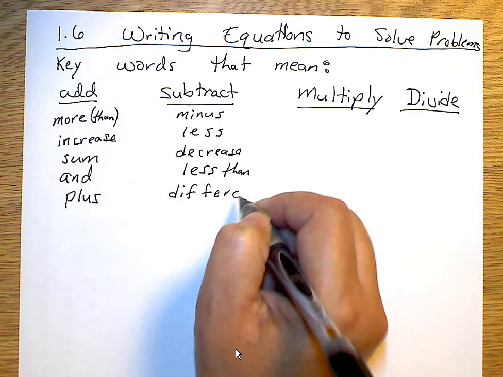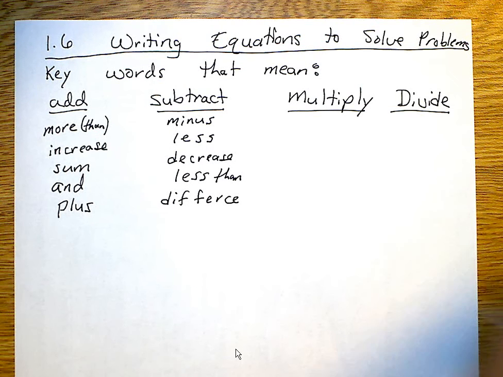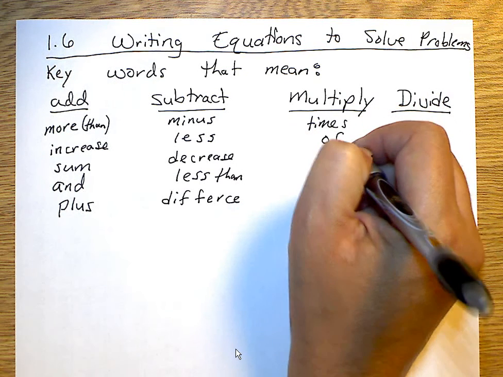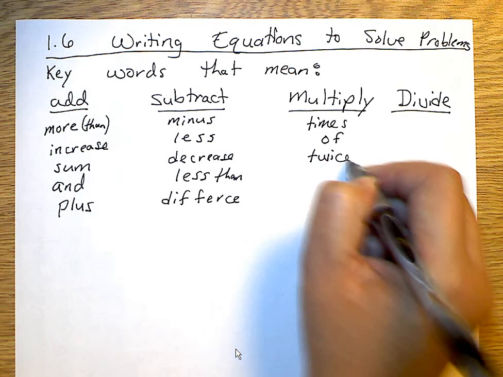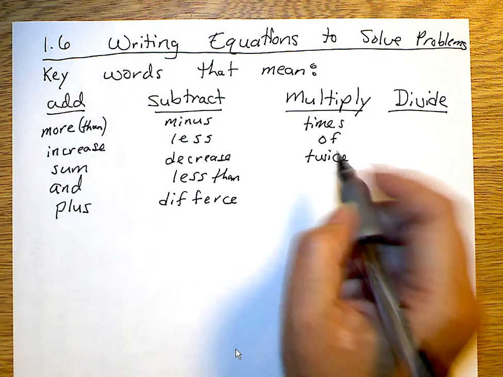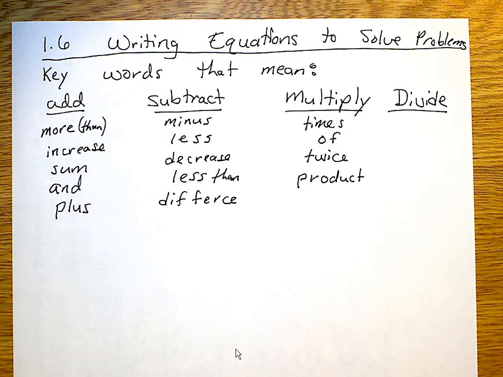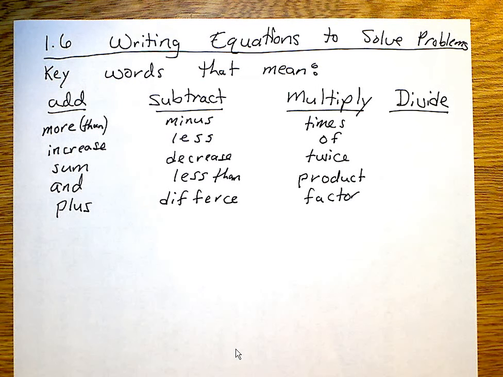All right. Let's go to the next one. Multiply: times, of. If they ever say twice a number or 3 times a number. Product. And factor. Factor also means to multiply. Remember also that we have the parentheses before it, so hopefully that will help you.